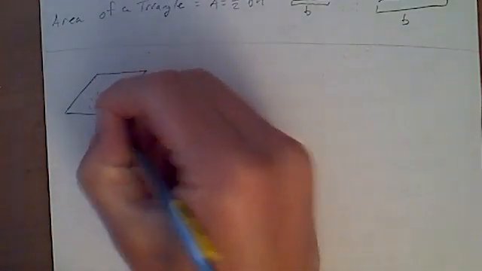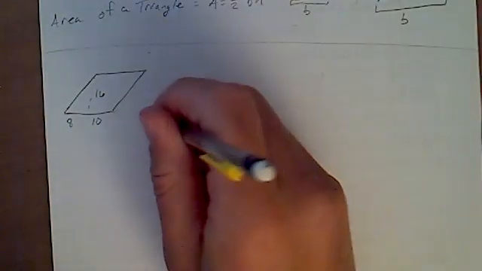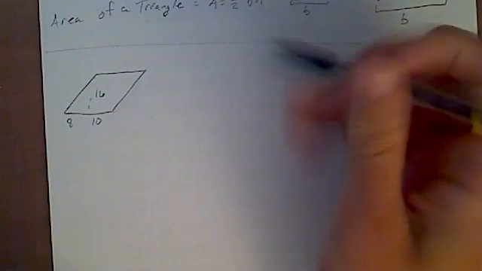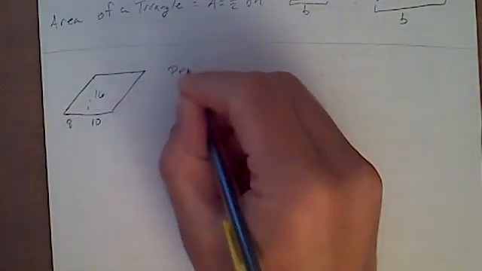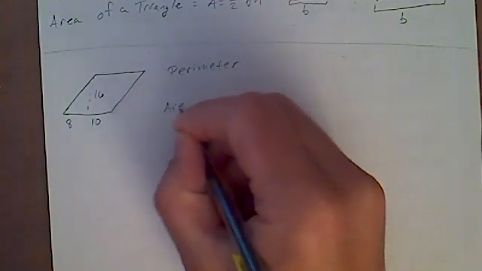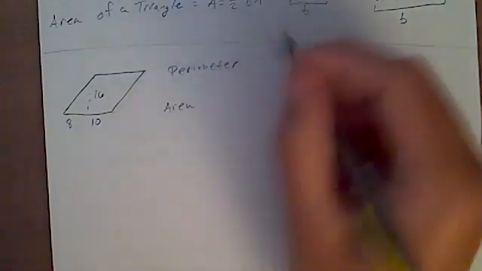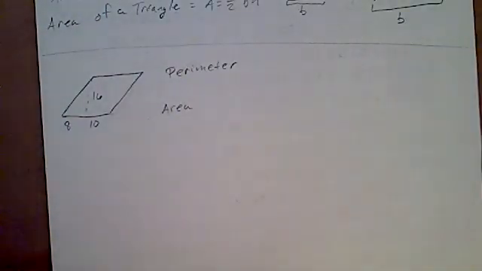Does not need to be perfect for what we're doing. We've got a side of 16, this is 8, and this is 10. All right, so we're going to ask ourselves two questions: perimeter and area. We're going to go to the nearest tenth for all of these, and you can do whichever one you think is easier first. You can go in order every time if you want to.